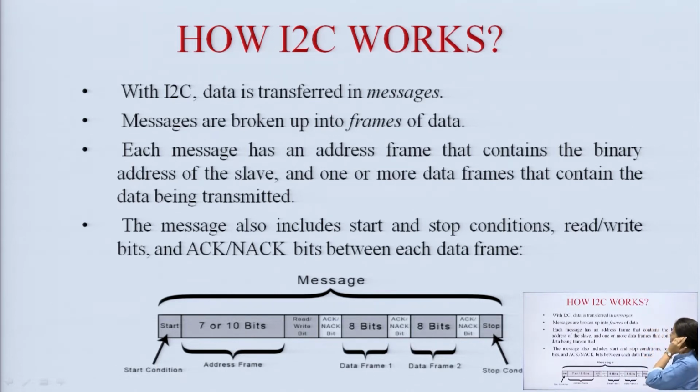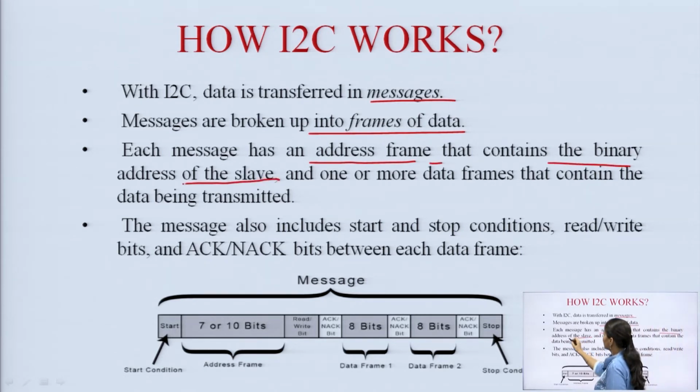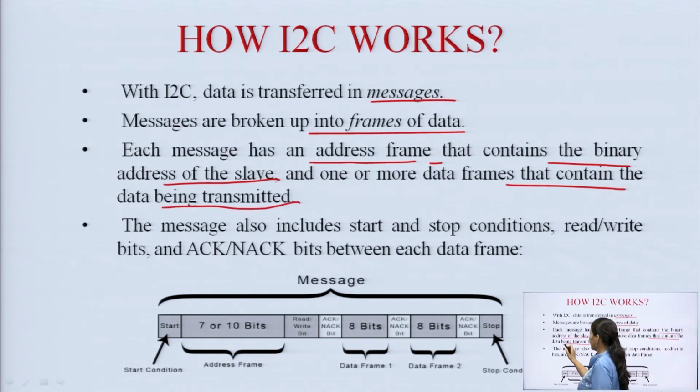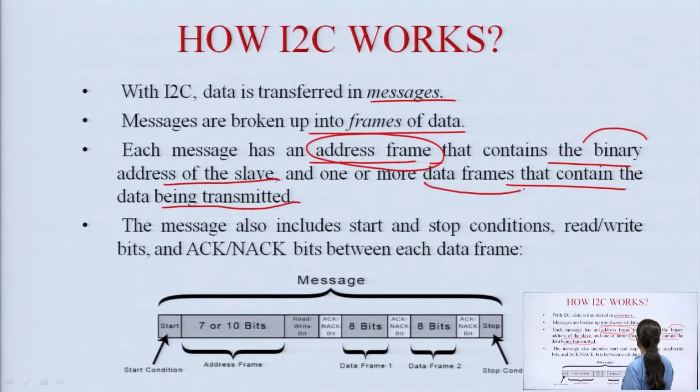With I2C, the data is transferred in messages, and these messages are broken up into frames of data. So, basically there is a bigger message, and that message is divided into multiple frames. Each message has an address frame that contains the binary address of the slave, and one or more data frames that contain the data being transmitted. So, basically there are two important things, that is the address frame and second is the data frame.